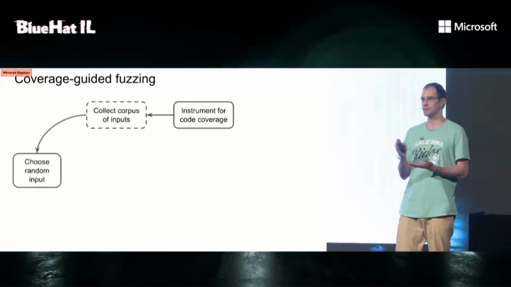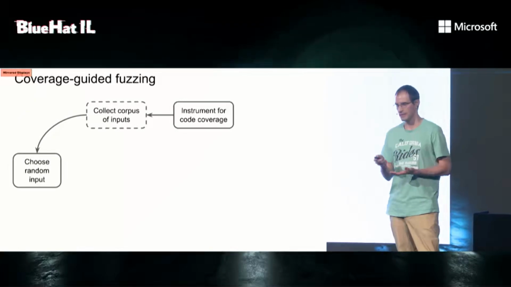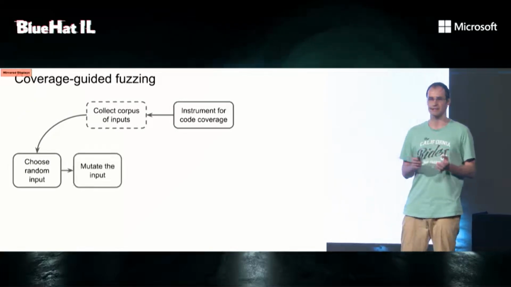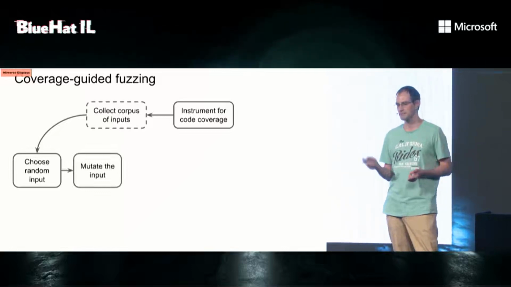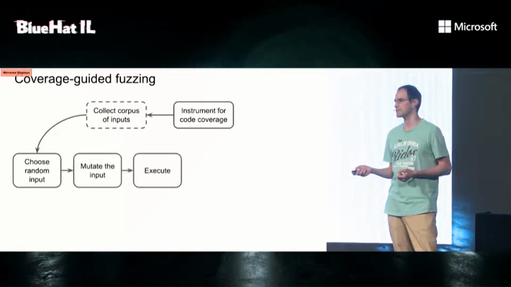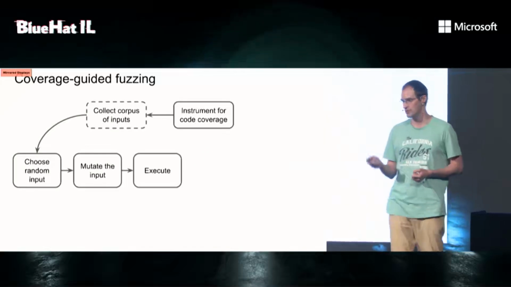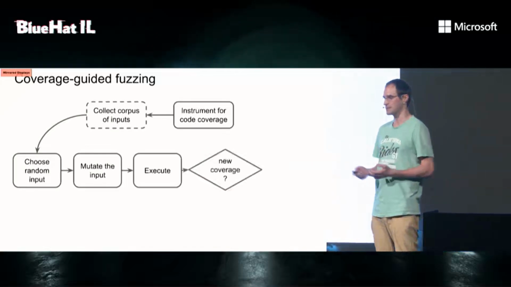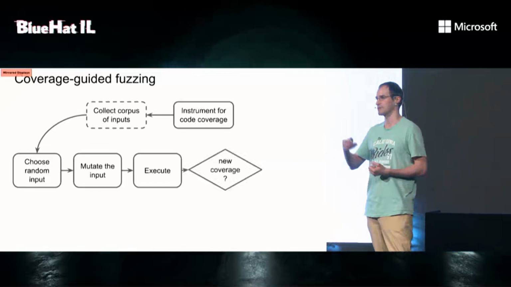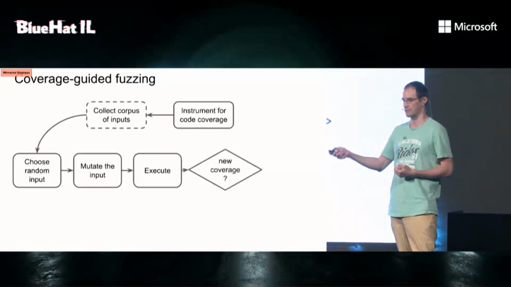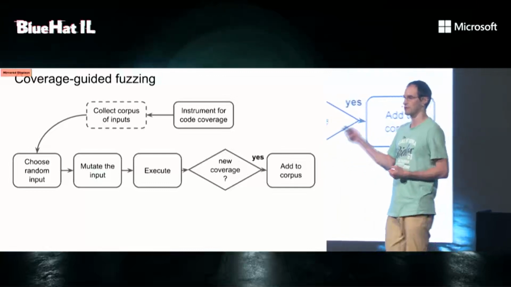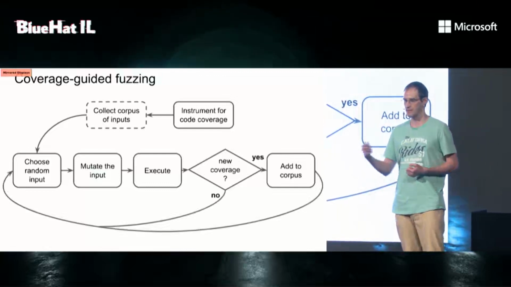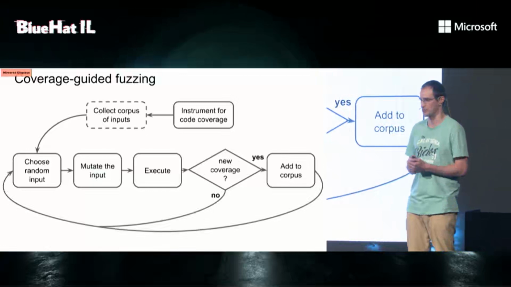Then you choose one random input from the corpus, and you slightly mutate this input. For example, you flip some bits, or you insert or remove bytes. Then you execute this program and collect code coverage. And then you see if this program gives new coverage, so it covers some code that you never covered before with any of the previous programs. Then you add this program back to the corpus. And this last part repeats in an infinite loop, essentially.